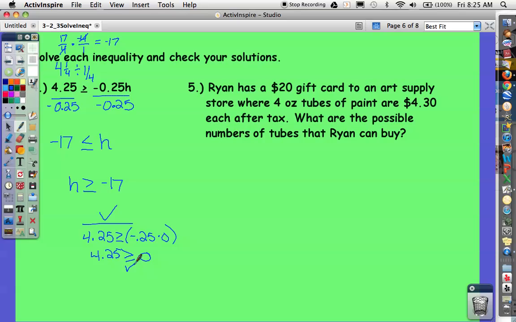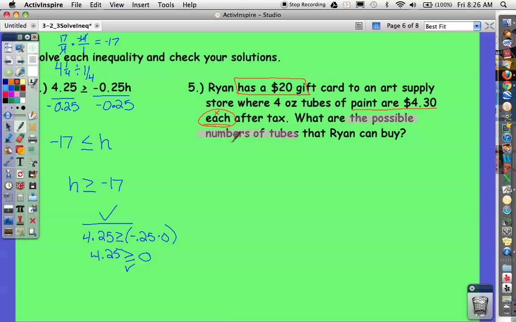Of course, we love the word problems, so one more of those. Ryan has a $20 gift card to an art supply store where 4-ounce tubes of paint are $4.30 each after tax. What are the possible number of tubes that Ryan can buy? So I want to know the possible number of tubes that he can buy. What's some important information here? He has $20. Each paint is $4.30 each. Since we have the word each, we know we're going to have a cost per item. That's going to signify us to multiply.